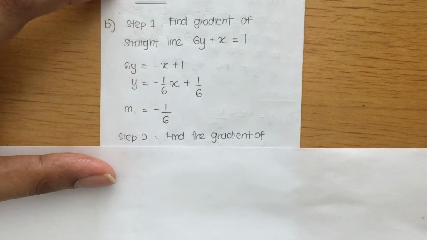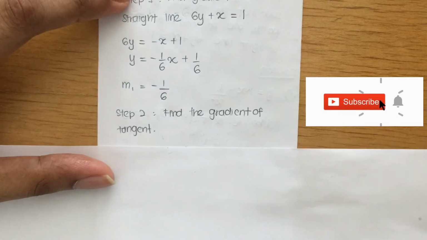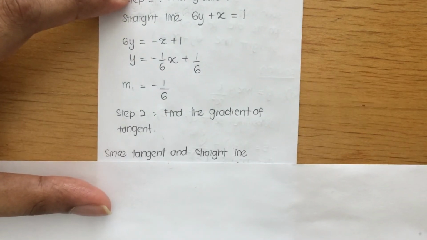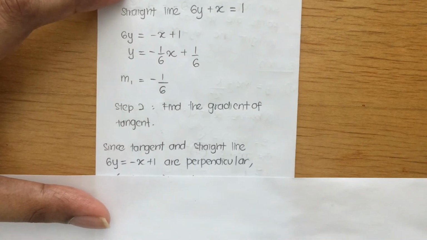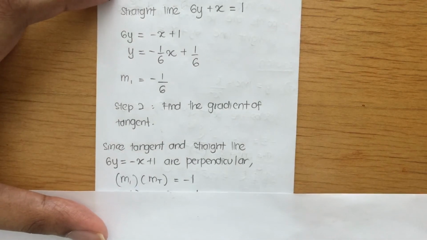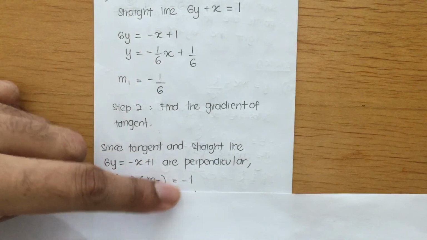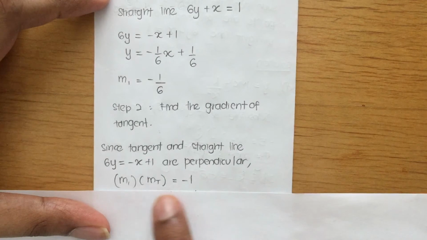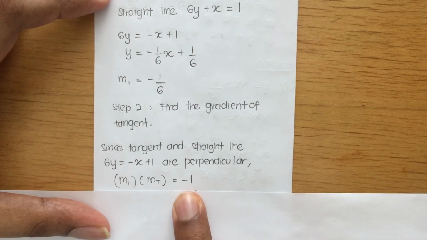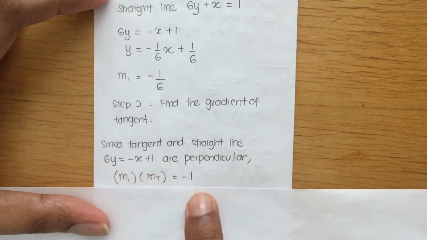For the next step, we're going to find the gradient of the tangent. Since the tangent and the straight line 6y equals negative x plus 1 are perpendicular, like mentioned in the question, we can use this formula: the gradient of the straight line times the gradient of the tangent equals negative 1. By the way guys, you learn this in coordinate geometry. Any two perpendicular lines, when you multiply their gradients together, you get negative 1. That formula we're going to apply here.